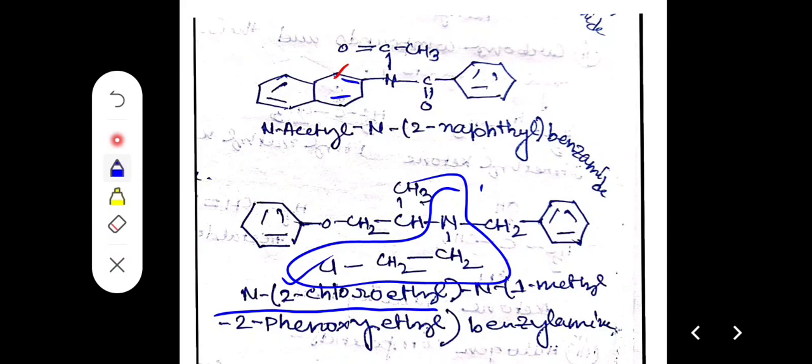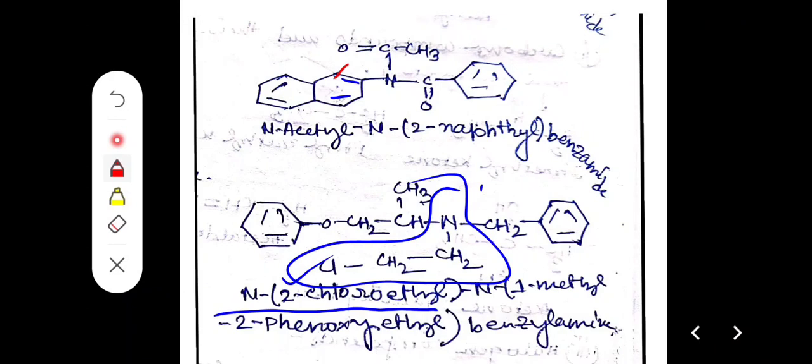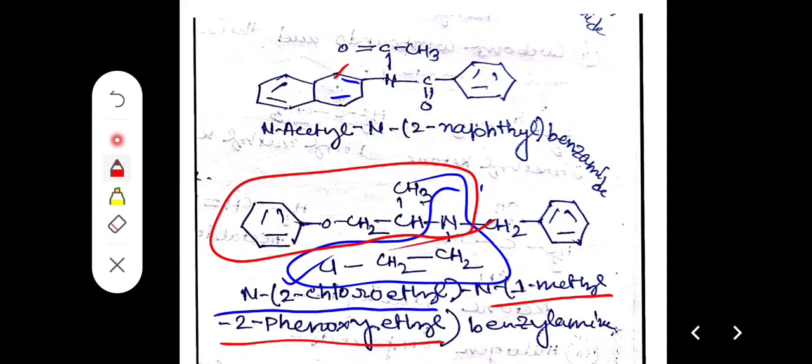Okay. Then hyphen, similarly N hyphen. This hyphen also designates that the nitrogen is attached with the 1-methyl-2-phenoxyethyl group. This nitrogen is attached with 1-methyl, because if nitrogen is attached, we should take this carbon as 1, 2, this is 3, this is 4, 5, 6, 7, 8. Okay, so this is termed as 1-methyl.